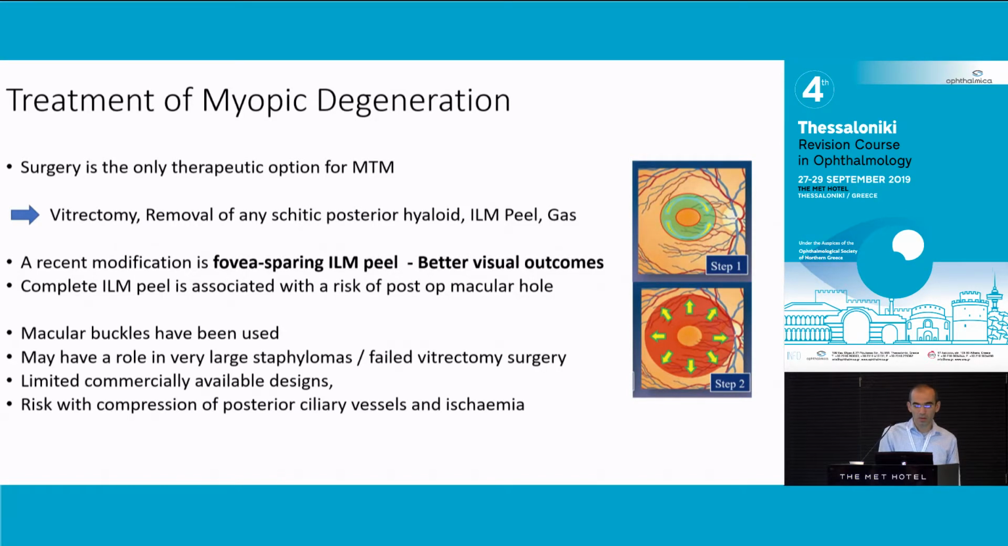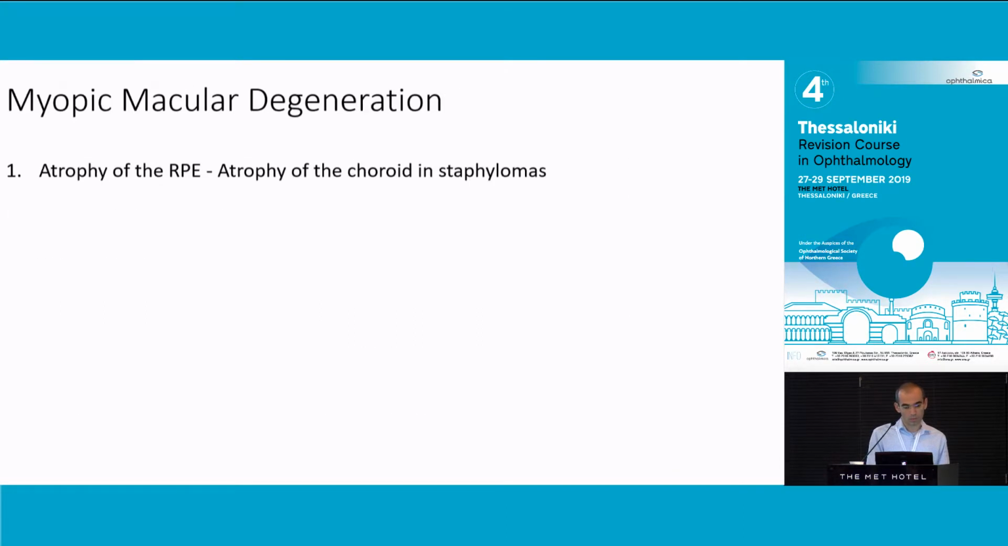Macular buckles have been used. They may have a role in very large staphylomas or in failed vitrectomy surgery. There are actually quite limited designs. People can make their own using titanium clips and sponges. But there are risks with chronic compression of the posterior ciliary vessels and ischemia. So it's not really the first port of call.